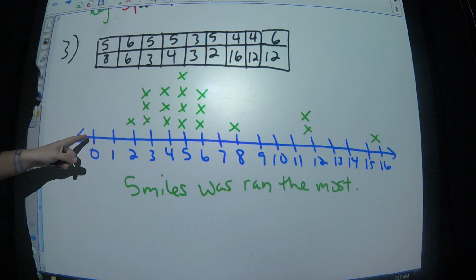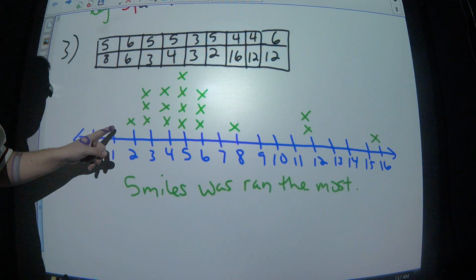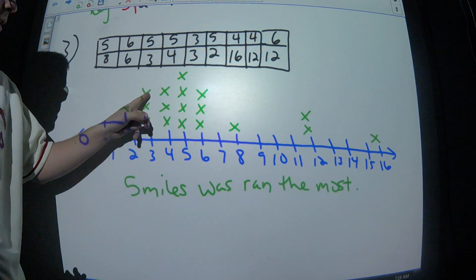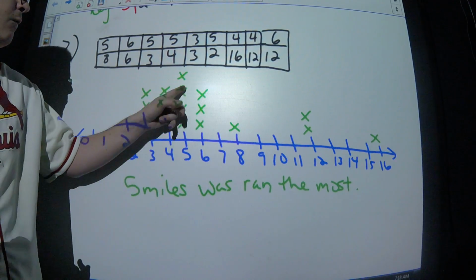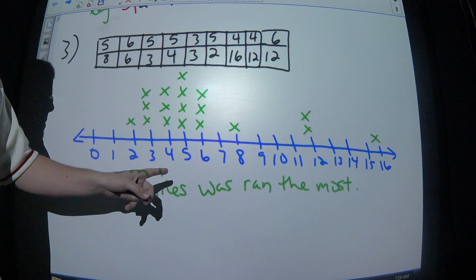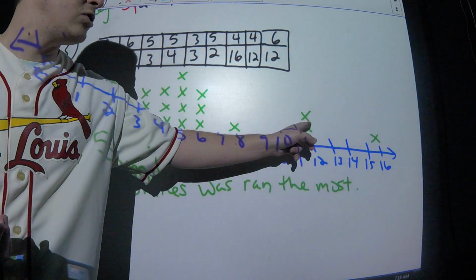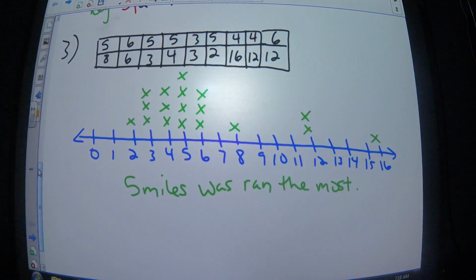And then you start plotting your points. I have no 0 minutes, I have no 1 minutes, I have 1 2, 3 3s, 3 4s, 4 5s, 3 6s, 1 8, 2 12s, and 1 16 minutes. Okay?